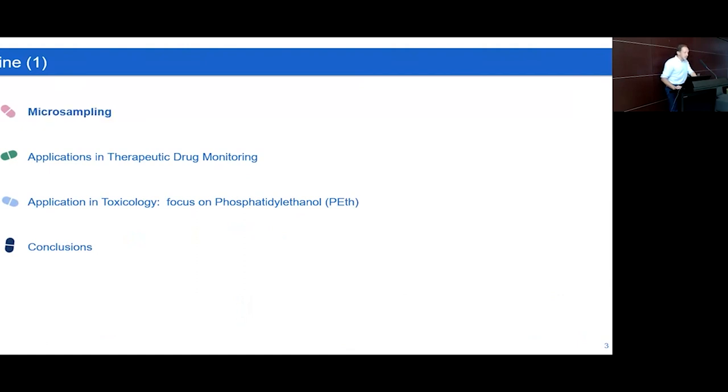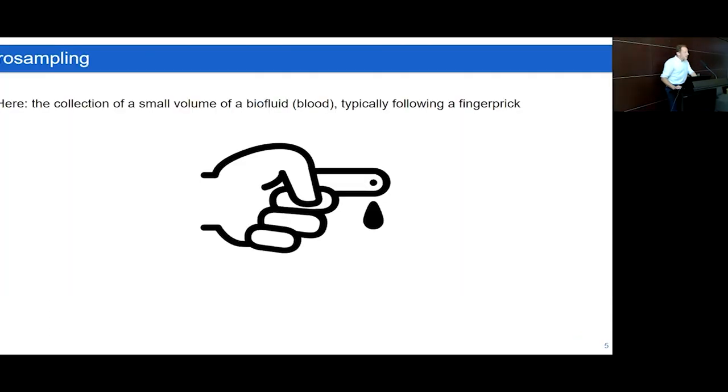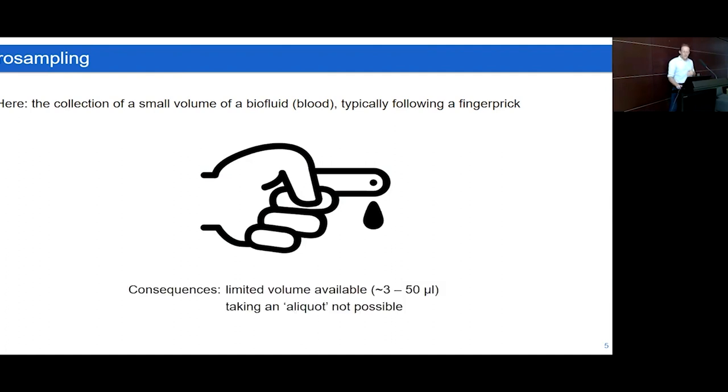First of all, microsampling, and what's microsampling? Actually, microsampling relates to the collection of a small volume of blood, typically following a finger prick. And this also already has consequences in the fact that the volume that's available is quite low. If you think, for instance, about a 3 millimeter punch from a conventional dried blood spot filter paper, that corresponds to only roughly 3 microliters of blood. Up to something like 50 microliters, we refer to a blood microsample.